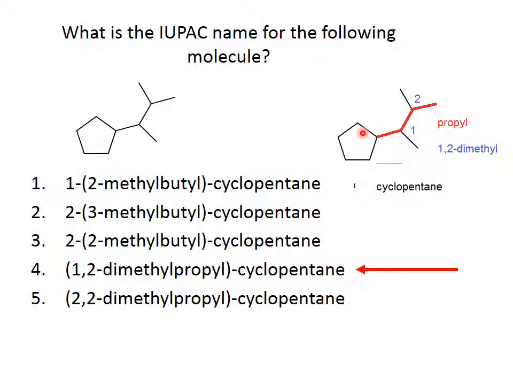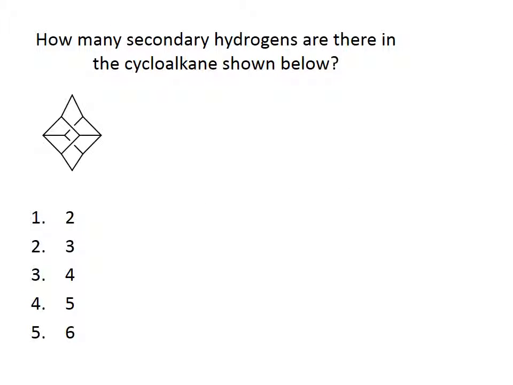But in order to make it so that this is considered to be an attachment on the cyclopentane ring, I put a parentheses around the 1,2-dimethyl and propyl, and then put dash cyclopentane. If I put 1,2-dimethyl propyl cyclopentane without the parentheses, someone would think that the 1 and the 2-dimethyl were on the ring and not.